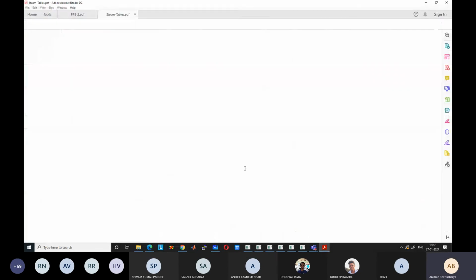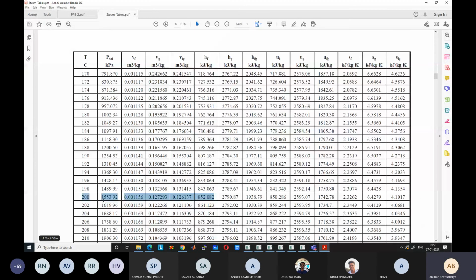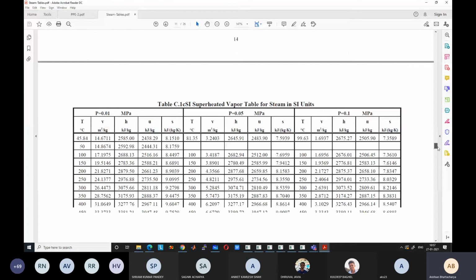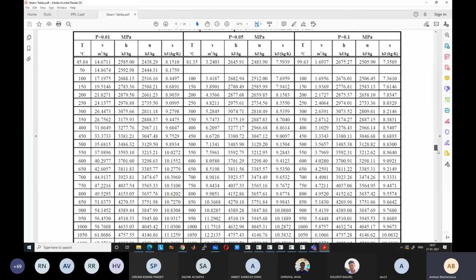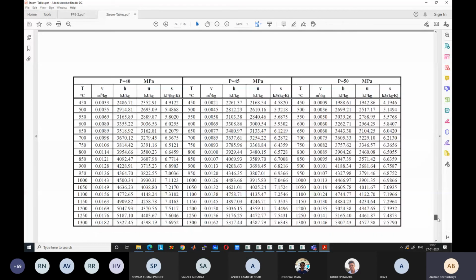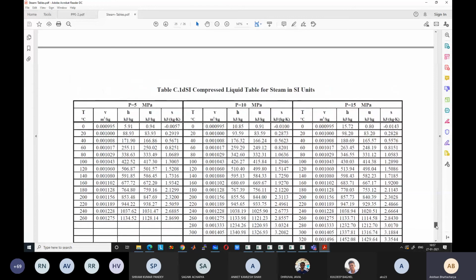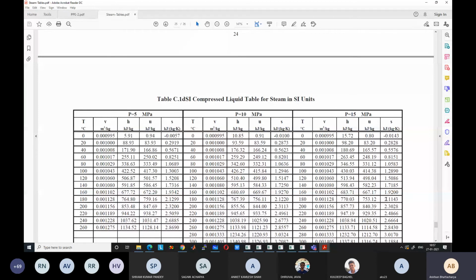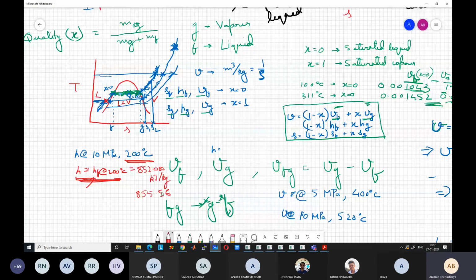Because in many books, these compressed liquid tables are not given at all. So you can see here, for this case, luckily the compressed liquid table was available and is given to us. We can see the value at 10 MPa, 200 degrees centigrade: the enthalpy is 855.56. So it is not much different, less than 1%, even less than 0.5%. This is the actual value based on the compressed liquid table, and this is our approximated value. So we will always take this approximation because these compressed liquid tables are not given in many cases.